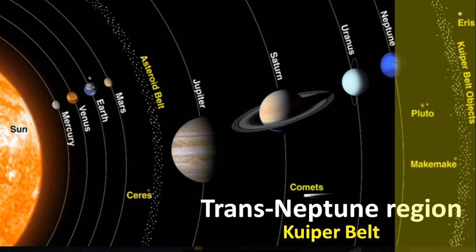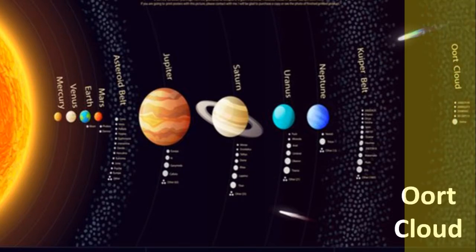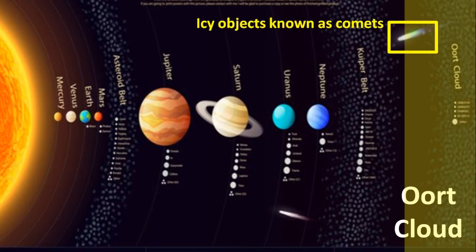The last, and outermost part of the solar system is called the Oort Cloud. The Oort Cloud is majorly known to contain icy objects, known as comets. Comets are balls that are made up of mostly ice. This is why they are sometimes referred to as dirty snowballs.